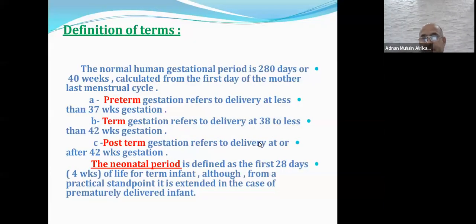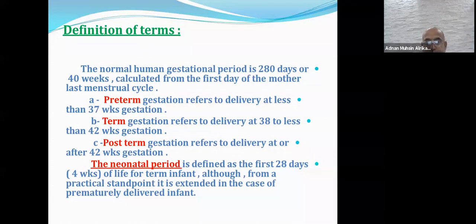Neonatology. In fact, before talking about the details of the subject, you should know certain definitions. Of course, you know the period of pregnancy is about 280 days. Of course, how it is calculated is clear for you.